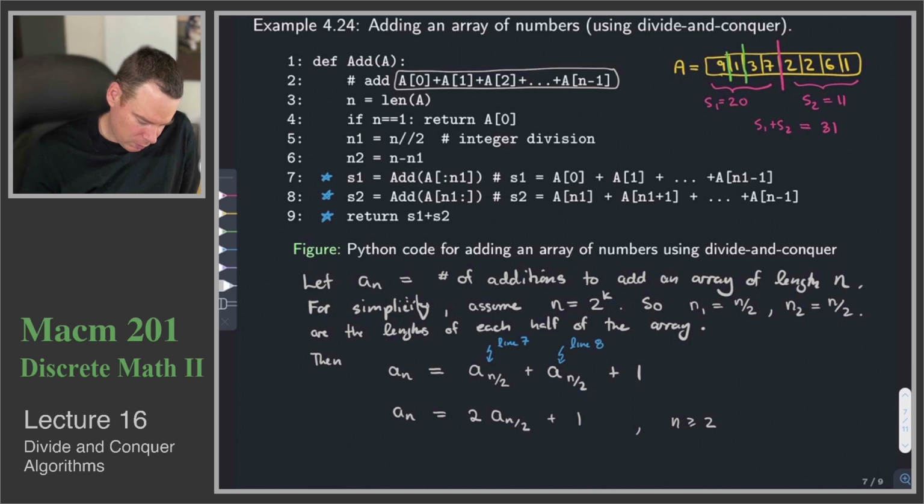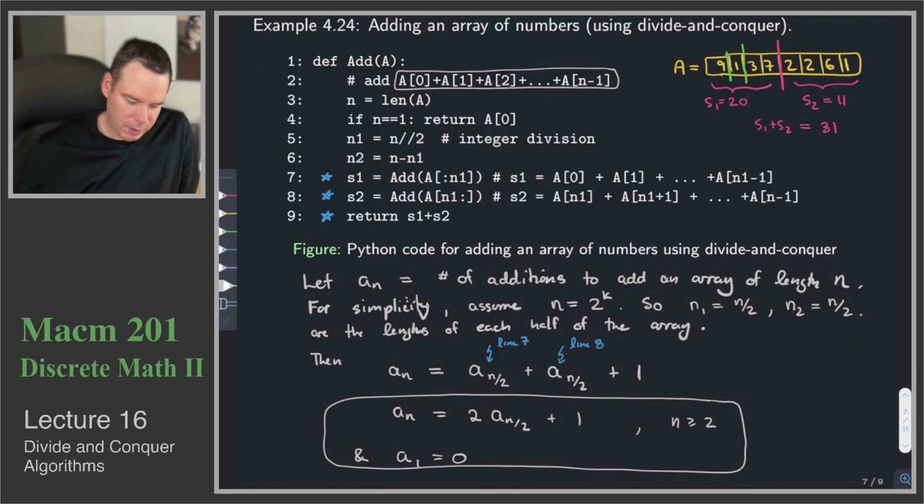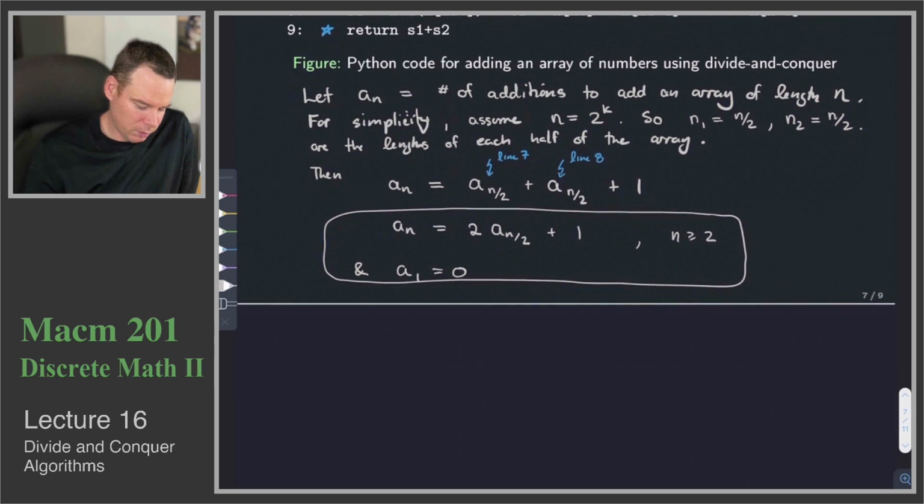Moreover, what do we have for a sub 1? How many additions happen if our array has length 1? Well, if we called the add function on an array of length 1, then n would be 1, and if n is 1, then we just return the first value. So we don't do any additions. So a1 is 0. And so there's our recurrence relation for a_n along with its initial condition. And that's what we want to solve. So now we'll solve this.